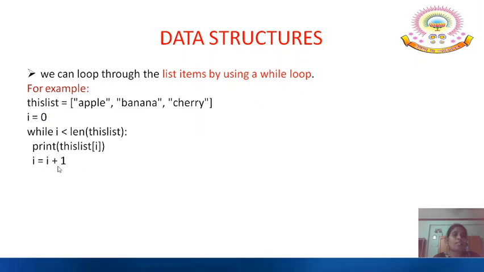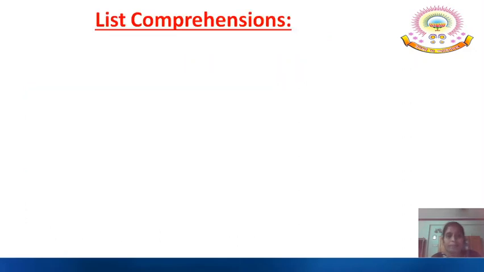Then the i value is incremented by 1. So again you will check 1 is less than 3. So it is printing list of 1 which is banana, and the i value is incremented. Now it is 2. 2 is less than 3. So list of 2 which is cherry is printed. Then again the i value is incremented by 1, and now it is 3. So 3 is less than 3 is false. So it is stopped. So your output will be apple, banana and cherry as well.